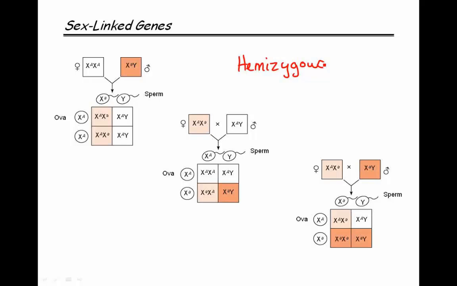Because if you keep in mind what we talked about at the end of chapter 14, a carrier is someone that does not have the disease, but they have the allele. They have to be heterozygous. We cannot have that condition when we're talking about something that's hemizygous or only has one version.